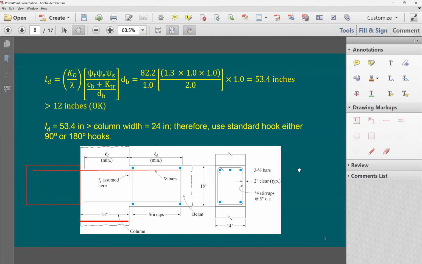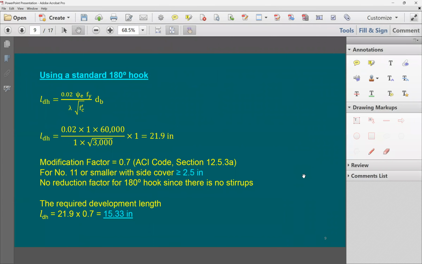Can someone help me here? No? Yes? No, it's only 2 inch. All right, so I cannot use it, right? Can I use this or I cannot? It says here modification factor, side cover 2.5 inch.